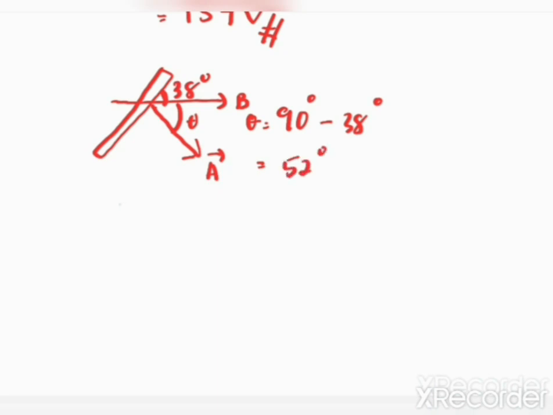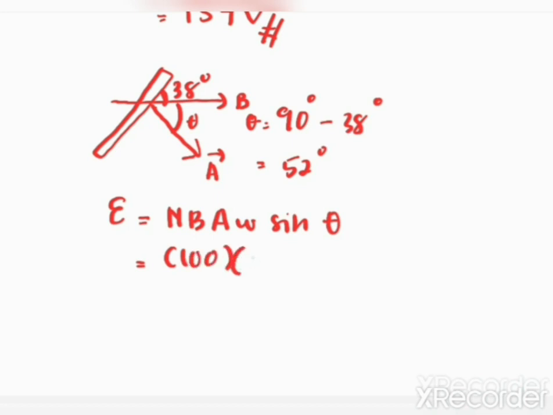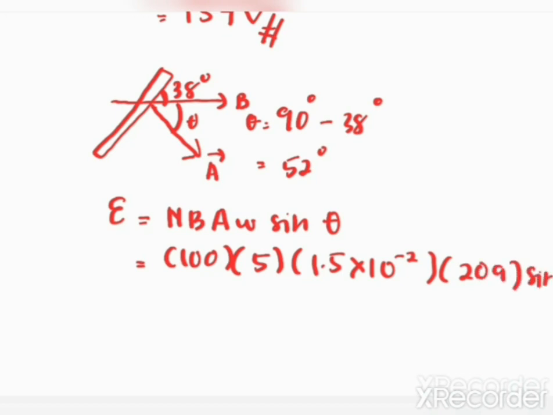And for the induced EMF of the rotating coil, we know that the formula is NBA omega sine theta. The number of turns is 100, B is 5, the area is 1.5 times 10 to the power of negative 2, omega is 20.9, and theta is 52 degrees. So the answer is 124 volts.